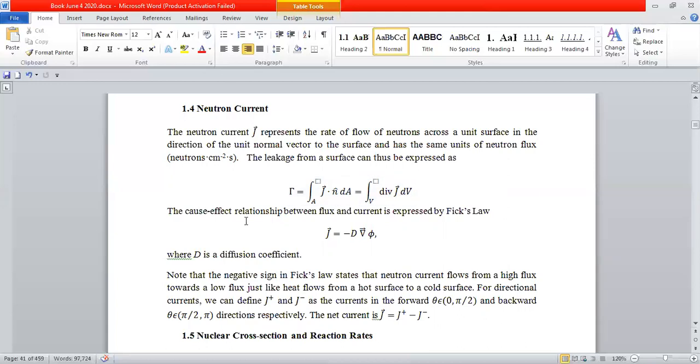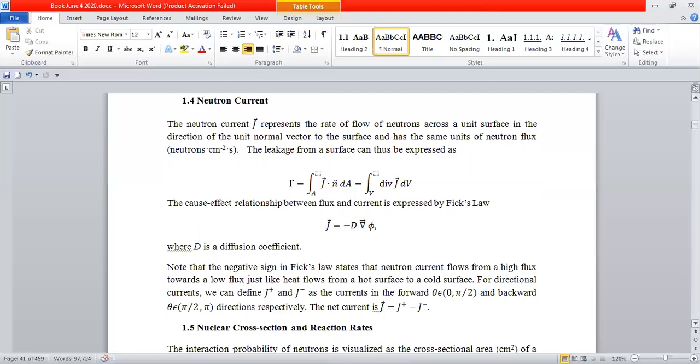So the cause-effect relationship between flux and current, for that we have Fourier's law and Fick's law. Fourier and Fick both said that there is a cause-effect relationship. If there is a grad phi, where phi is a scalar, then there's got to be an effect called J, and J is proportional to the negative of the grad phi. Negative because things can flow from higher to lower, not from lower to higher. And the constant of proportionality is called the diffusion coefficient.